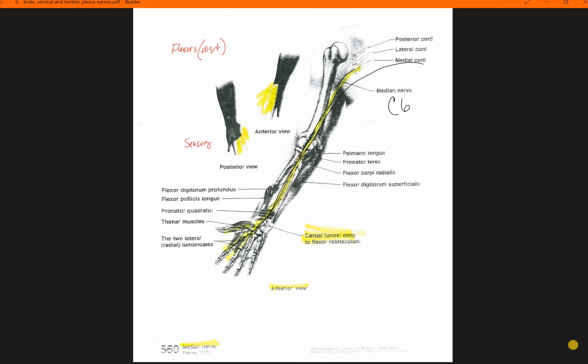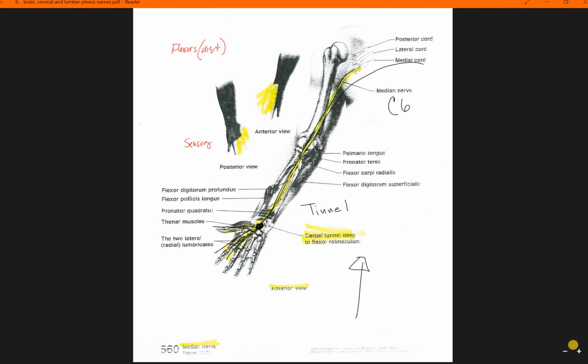So Tinel's test is you take a reflex hammer and you strike the median nerve several times. If it's inflamed, it will send zingers down to the fingers. That's one of the tests you can do to look for carpal tunnel syndrome stuff and or an inflamed median nerve.